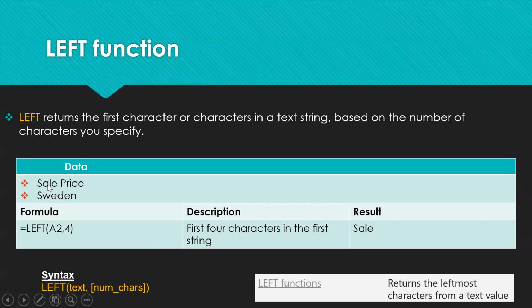From S to E, that is four characters. So what I do is equal to LEFT, text, comma, four. From the left it will take four characters and split them. The result will be the same. So this is how you write a left function. You have to specify the text which has to be cut, and the number of characters from the left to be cut.